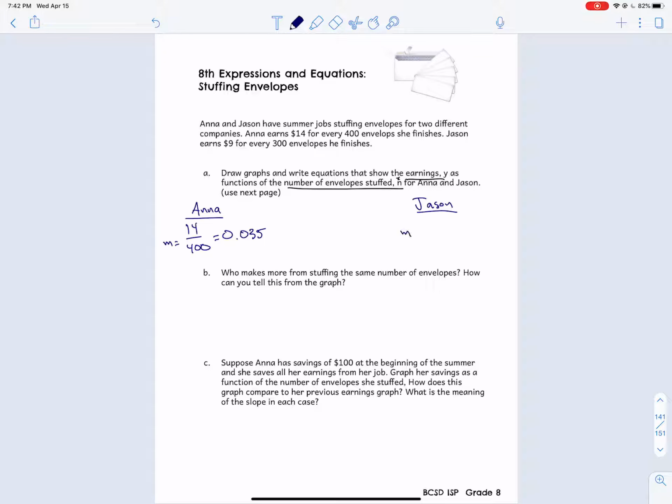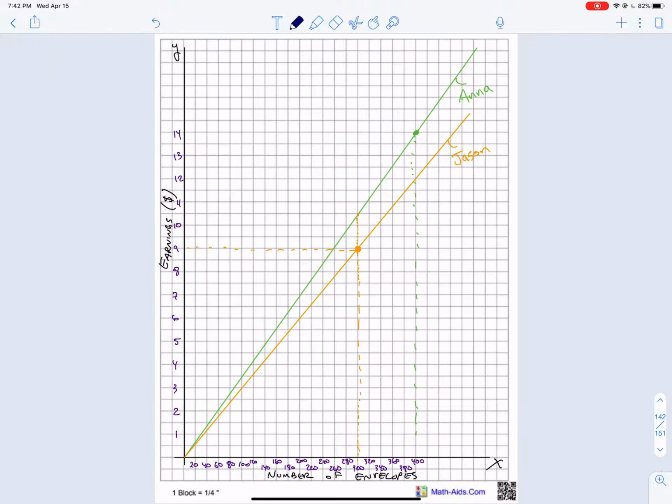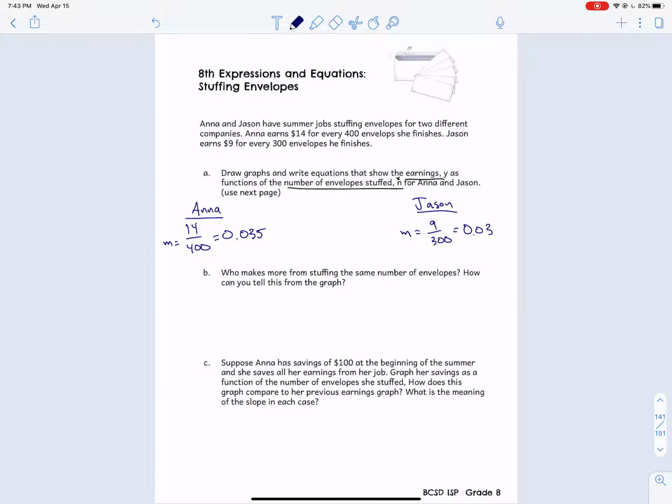Jason gets $9 for every 300. If we divide that, we get 0.03. So what did we say before based off of the graph? Anna makes more, right? Let's see if that is confirmed. She makes 3.5 cents per envelope, and Jason makes 3.0 cents per envelope. So Anna's equation, let's put that in green. y equals mx, so y equals 0.035x.